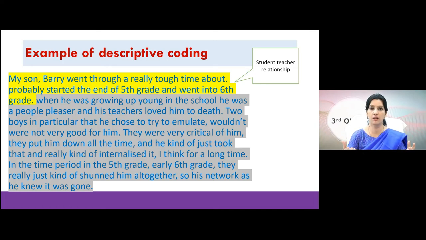So this is all: school bullying, referencing, writing. The first I have written as maybe student-teacher relationship. And the second I have just written as bad role models. But again, you can have school bullying also for this overall paragraph as an example of descriptive coding.